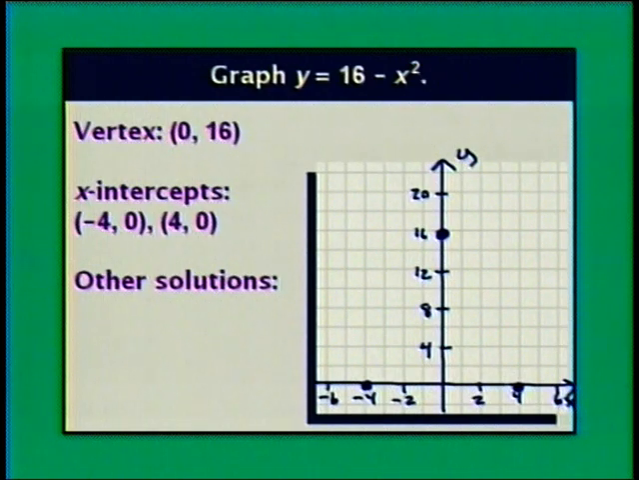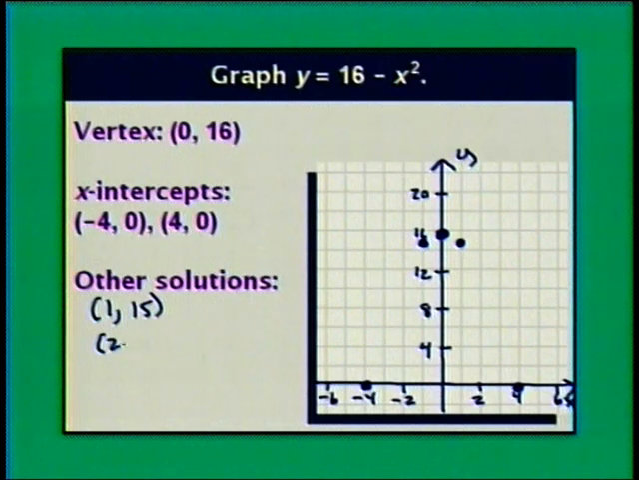So let's ask ourselves, what happens when x equals 1? Well, when x equals 1, y equals 16 minus 1, which is 15. So I know the point 1, 15 is on the parabola. Using symmetry, I also know that the point -1, 15 is on the parabola.